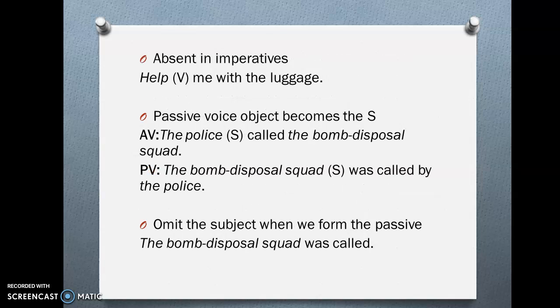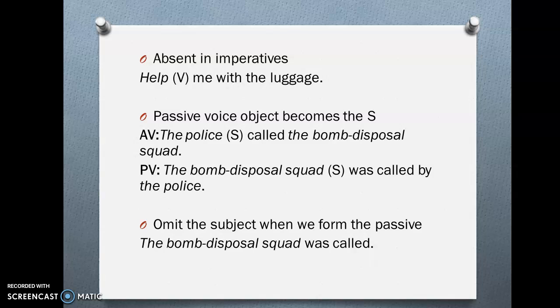Well, you may already know this, but subjects are overtly absent in imperatives. That means we cannot see them. When I say overt, it means that you can see something. So even though we know that help me with the luggage has got a subject, you, it's not there. We cannot see it.